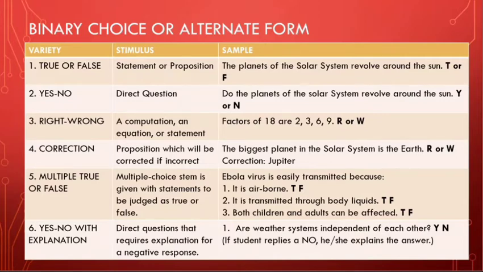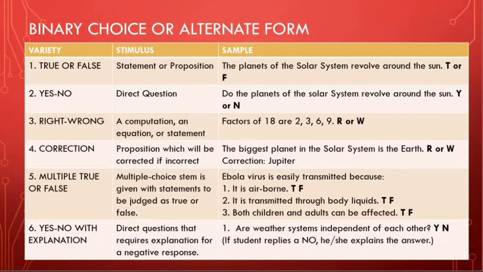We also have the right or wrong type, in which the stimulus could be a computation, an equation, or a statement, such as in mathematics, you would state this item: factors of 18 are 2, 3, 6, and 9. So they need to choose whether it's right or wrong.